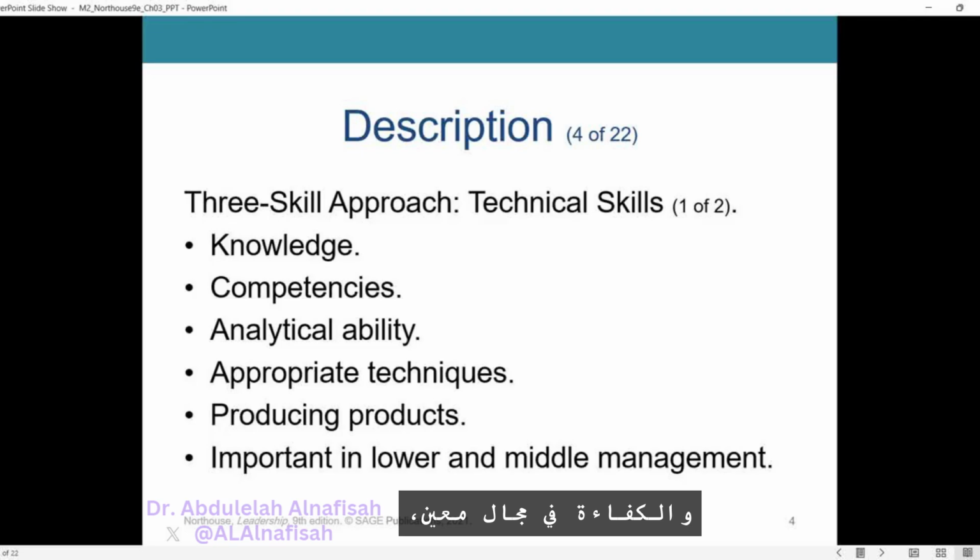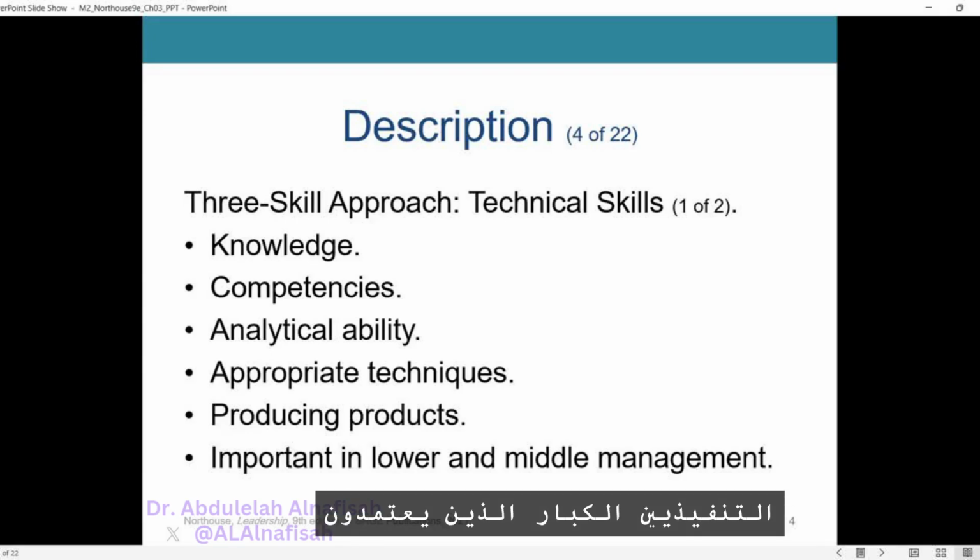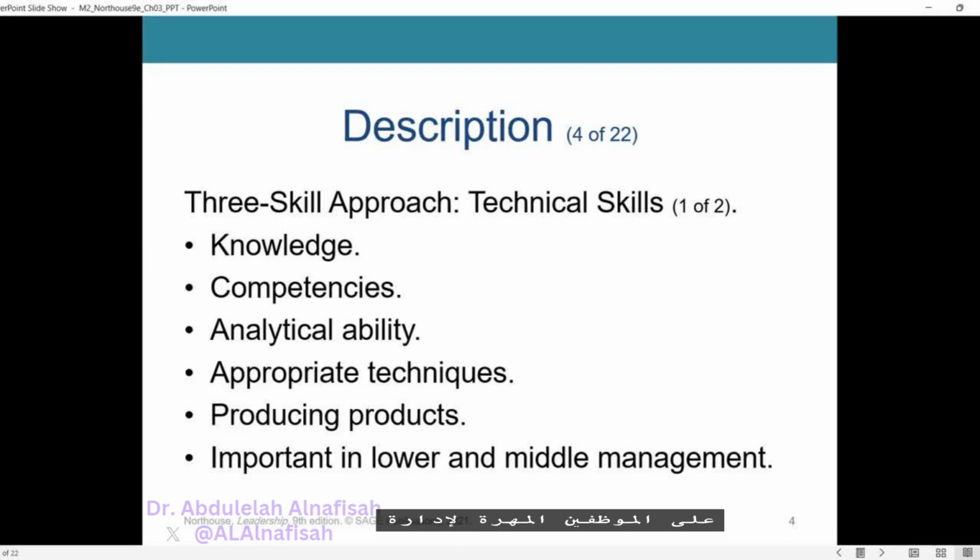Technical skills refer to expertise and proficiency in a specific field, including specialized knowledge, analytical ability, and the use of relevant tools and techniques. For example, in a software company, this could mean programming and understanding software products, while in accounting, it involves applying accounting principles. These hands-on skills are crucial for producing a company's core products or services. However, their importance varies by management level, most critical at lower and middle levels, but less essential for top executives, who rely on skilled employees to manage technical operations.